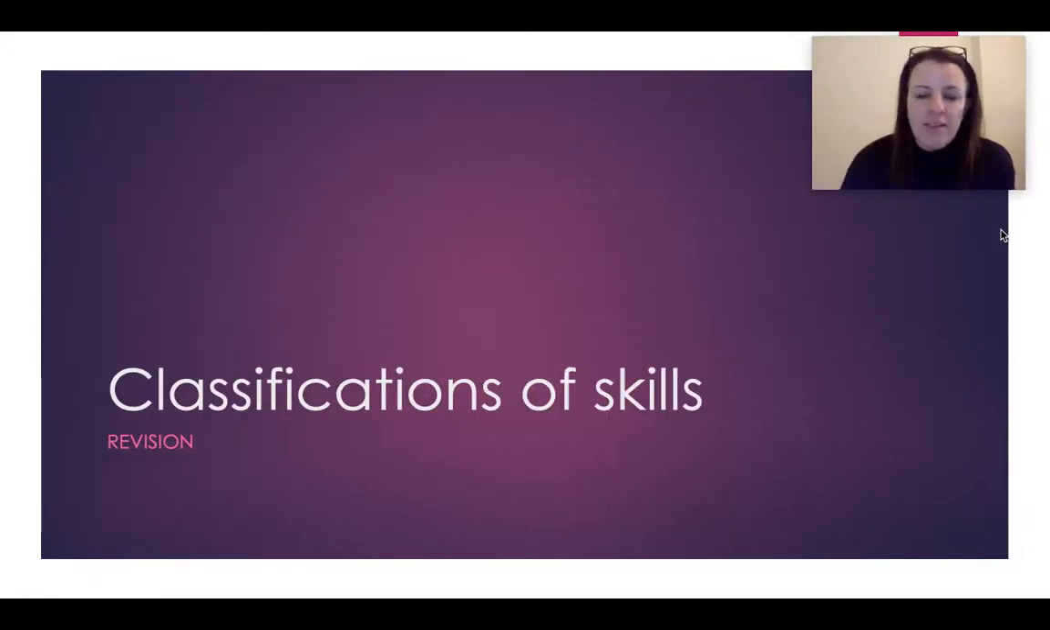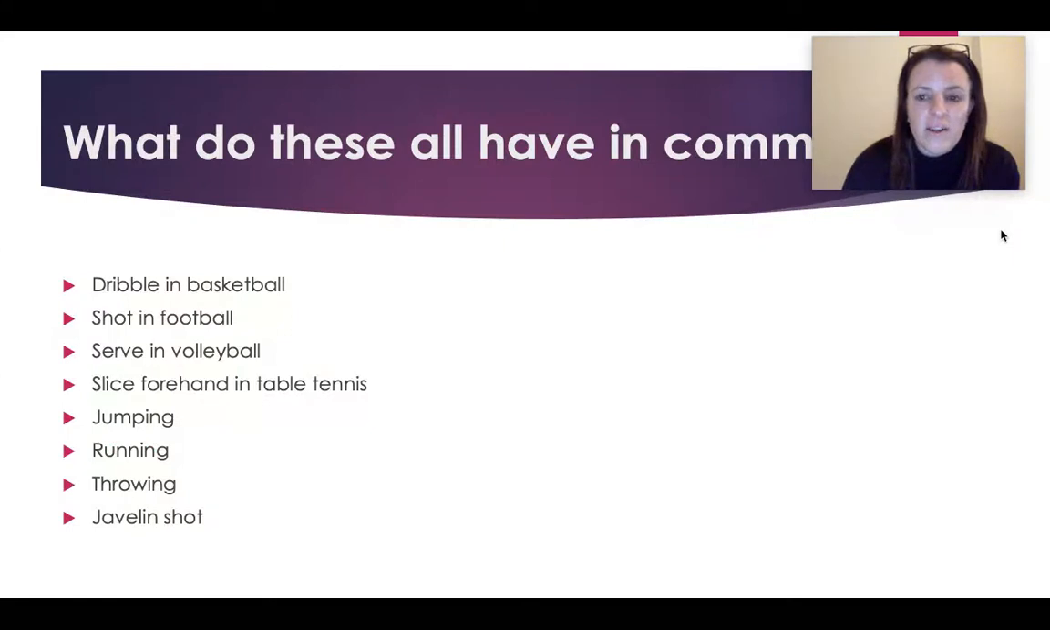You need to know everything in this video in preparation for your exam, and it is on something called classification of skills. So take a look at this list and have a think about what they all have in common. A dribble in basketball, a shot in football, a serve in volleyball, a slice forehand in table tennis, jumping, running, throwing, or a shot in javelin.